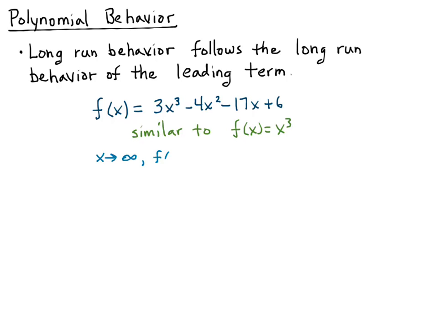So we're going to expect the long-term behavior of this thing to be similar to x cubed, or 3x cubed. Now here's some new symbols. As x goes to infinity, and just read that arrow as "goes to", f of x goes to infinity. As x goes to negative infinity, we're going to expect f of x going to negative infinity as well, because we have an x cubed term.